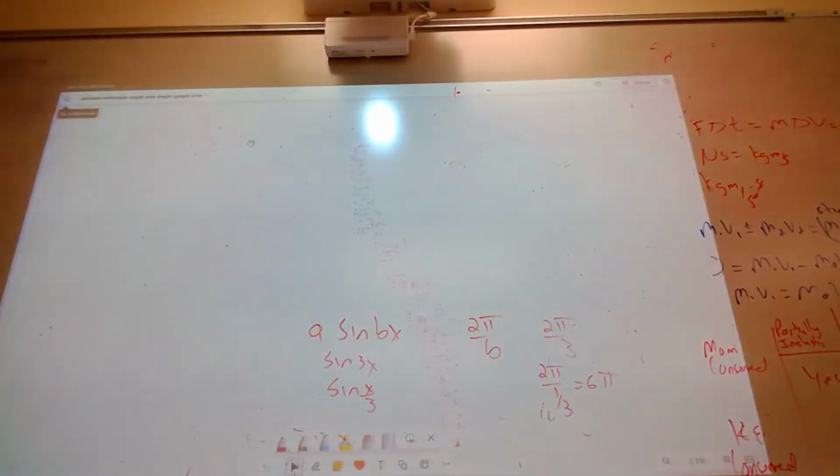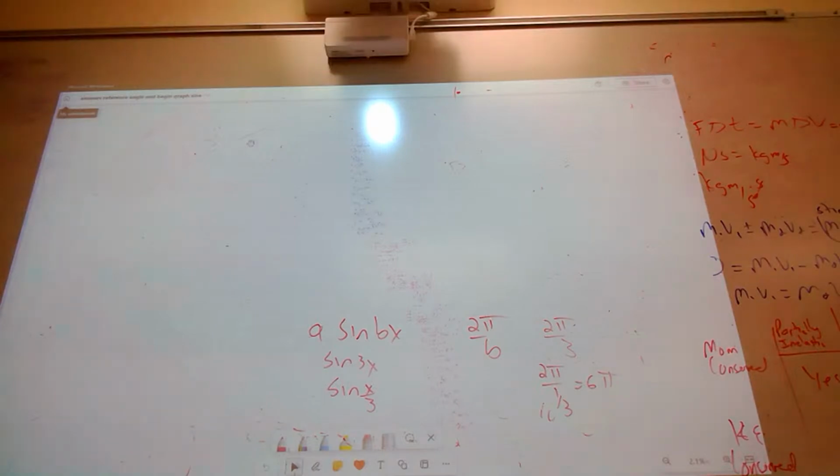So cosine has the same rules about amplitude. At the top of page 388, they give you examples. 3 sine negative 2x: the amplitude is 3. The amplitude is the absolute value. The period is 2 pi over 2. Now, again, we take the absolute value, so your b is 2 there.